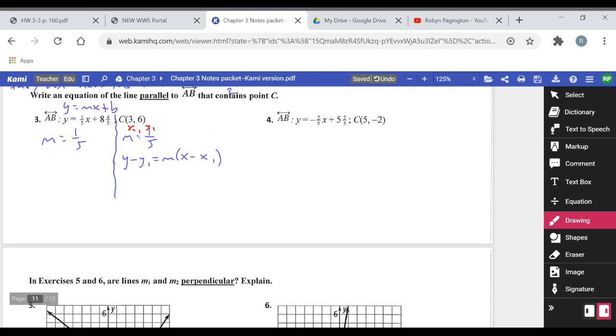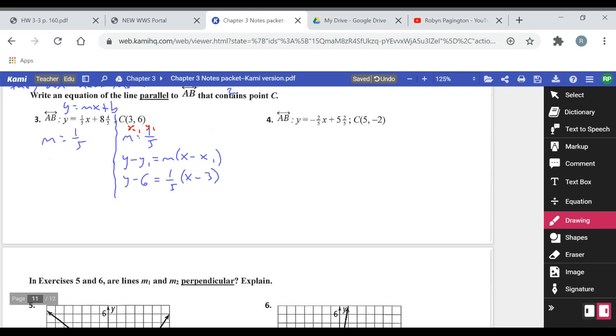And now if I go ahead and plug in, I've got y minus, my y1 is 6, is equal to the slope, which in this case is 1/5, and then times x minus x1, which in this case is 3. Okay, so that is my equation in point slope form, if that is what it asks for.